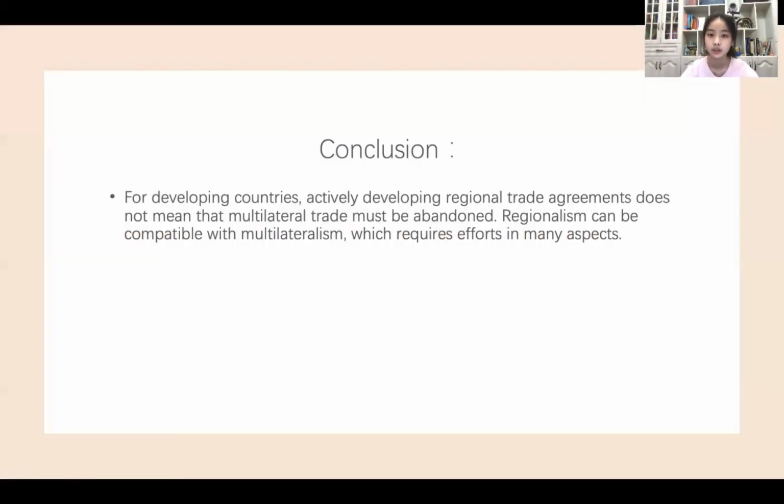Finally, I would like to give you a conclusion. For developing countries, regional trade agreements don't mean that multilateral trade must be abandoned. Regionalism can be compatible with multilateralism, which requires effort in many aspects. The key is how to design international laws to ensure that they do not harm the world economy.